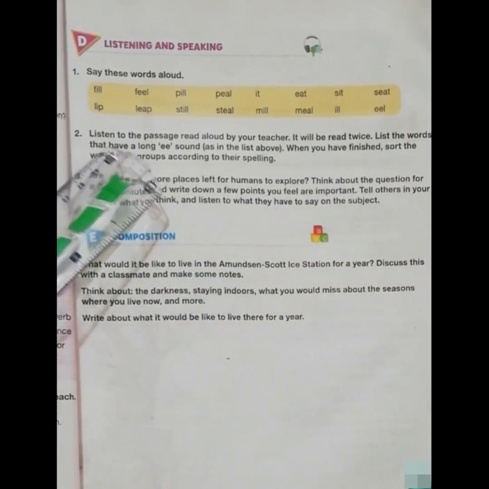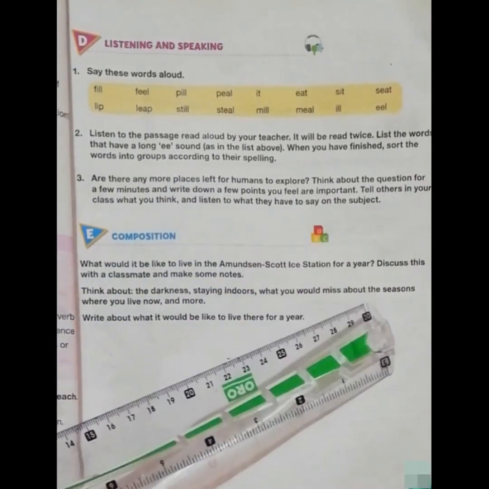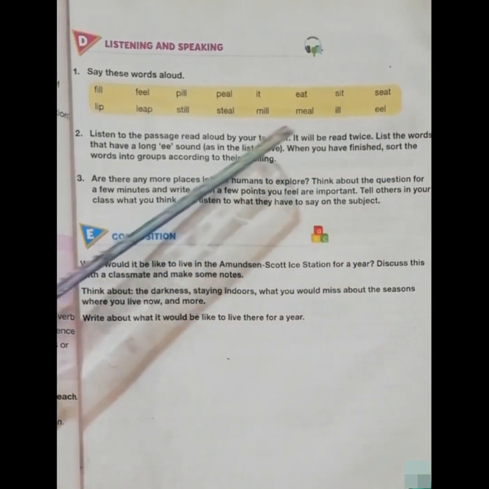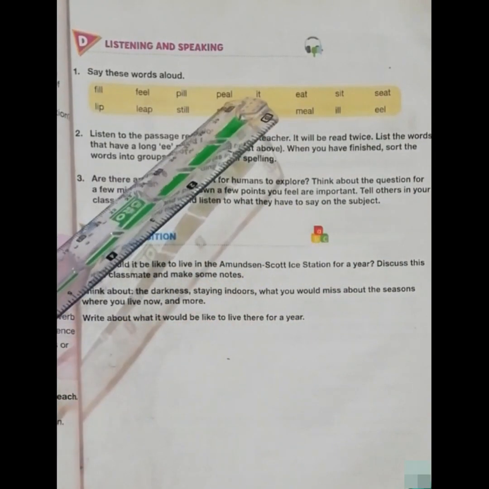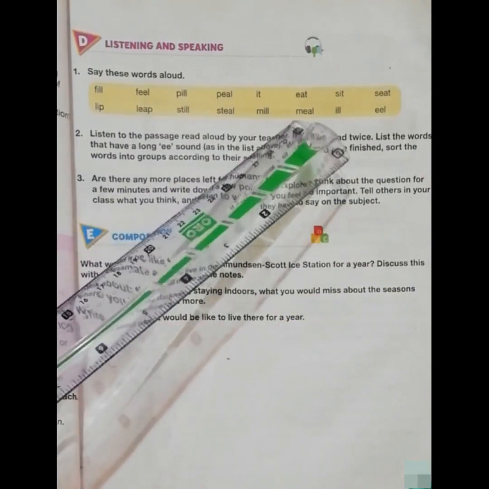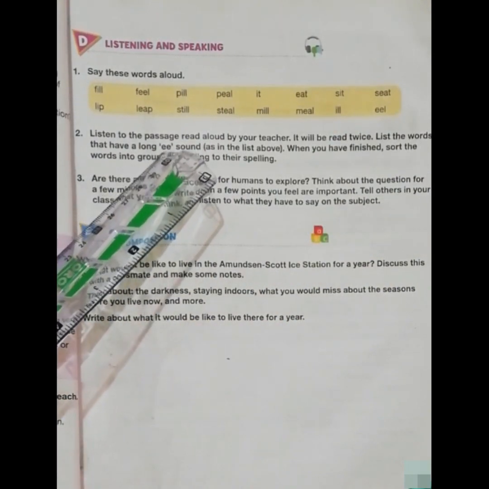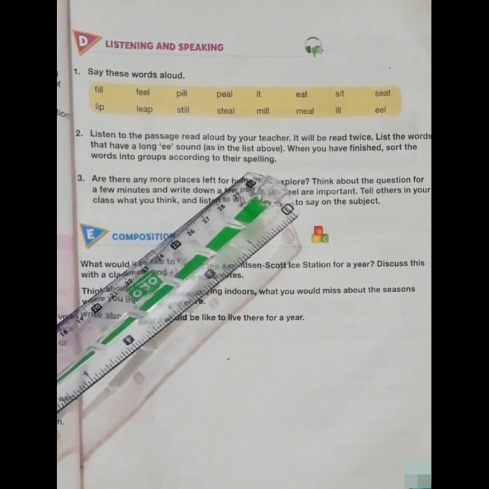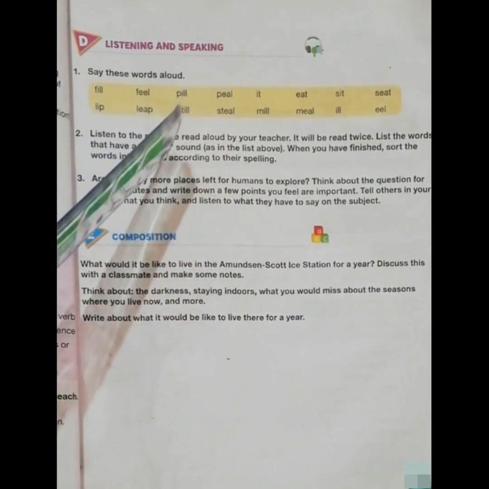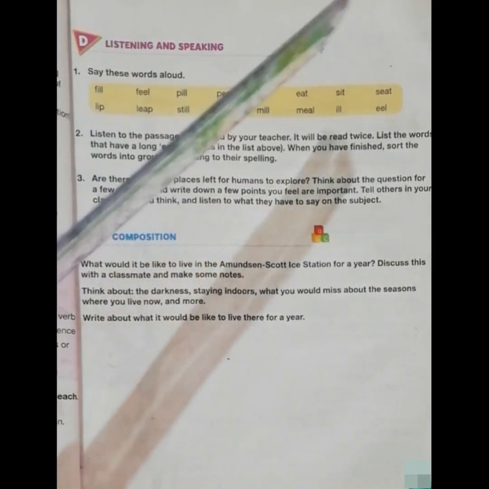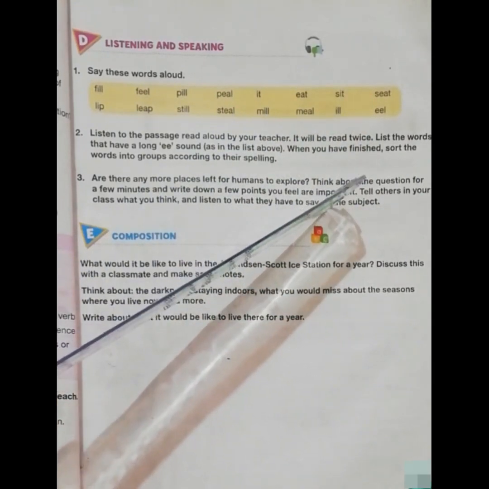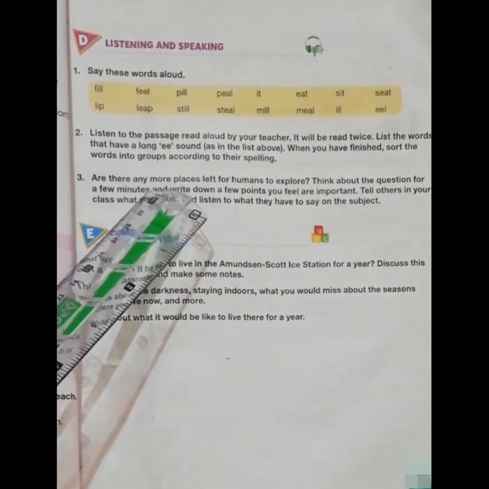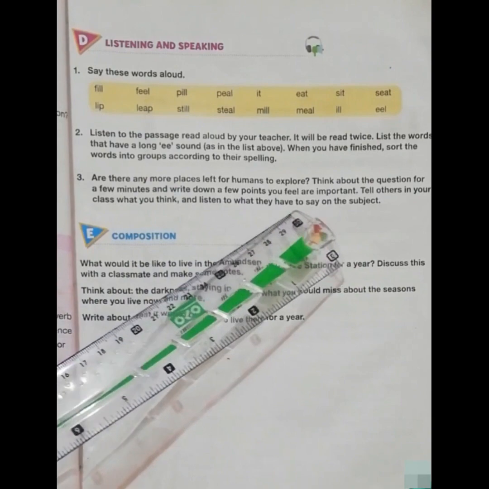So, listen to the passage, read aloud by your teacher. It will be read twice. So, list the words that have a long E sound. You're going to list the words that have long E sound on your own, like feel, peel, seat, leap, steal, meal, and eel. And when you have finished, sort the words into groups according to their spellings. So you are going to make two tables, and you will put the long E sound words in a block, and then the remaining words, the short sounded words, in a separate one.